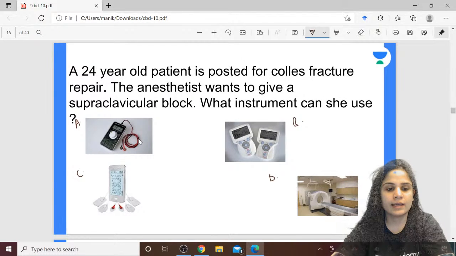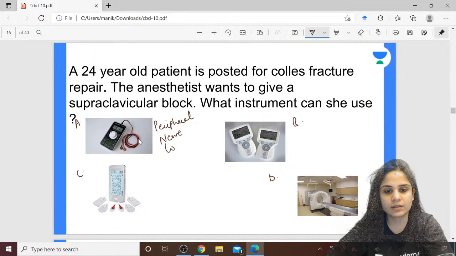Okay, Nimesh is saying A. Any other answers? Alright, very good, Manoj. Absolutely correctly identified. So option A is the correct answer, and that is a peripheral nerve locator.